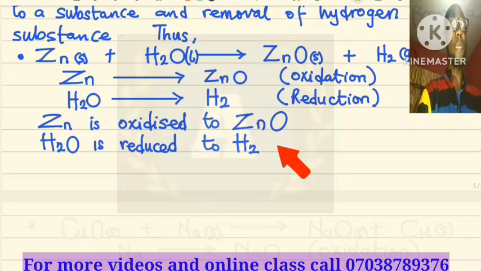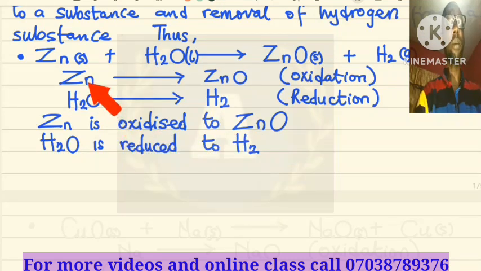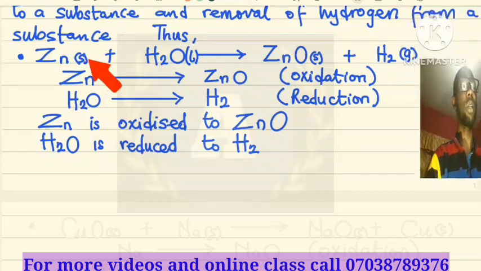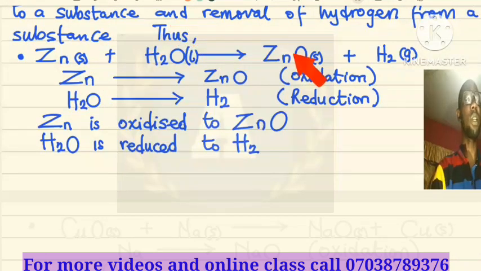Do you get that? So that is an illustration. Oxygen has been added to zinc, so at the product side you have zinc oxide. So addition of oxygen is oxidation. Then oxygen is removed from water, so that is reduction. It forms hydrogen gas. So that is reduction.